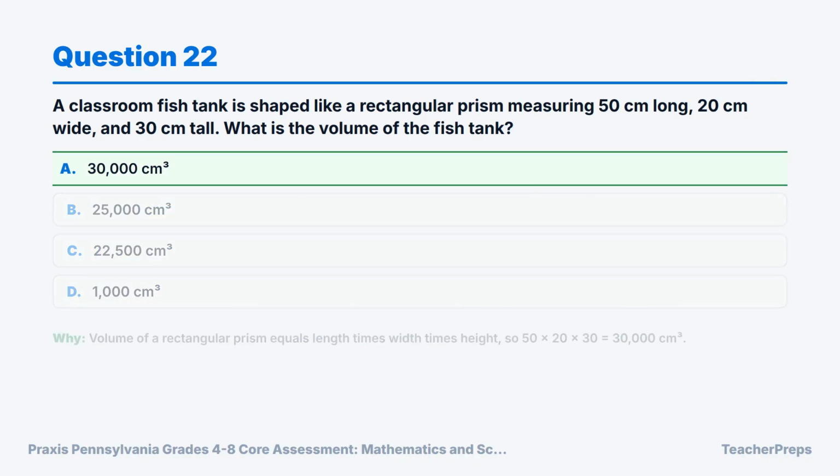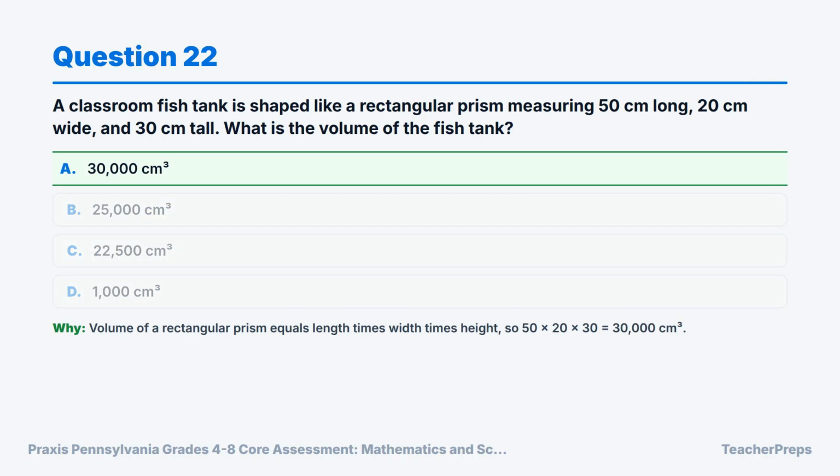The correct answer is A, 30,000 cubic centimeters. Volume of a rectangular prism equals length times width times height. So 50 times 20 times 30 is equal to 30,000 cubic centimeters.